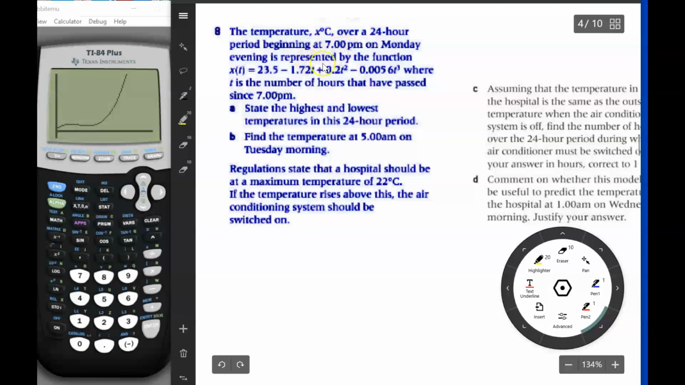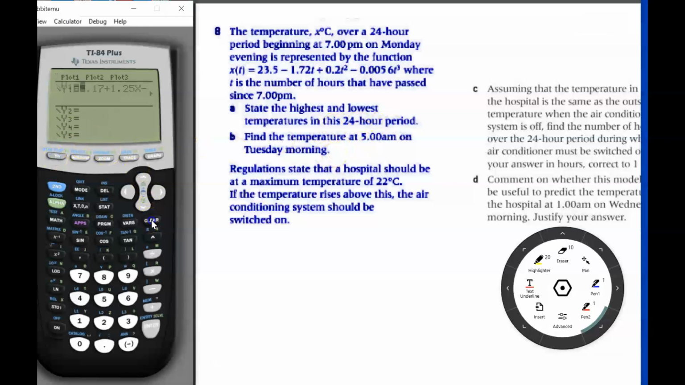on Monday evening is represented by the function, where t is the number of hours that have passed since 7 p.m. State the highest and lowest temperatures in this 24-hour period and find the temperature at 5 a.m. on Tuesday morning. Okay, so let's type that in to Y1, and I will do that offline and come back in a sec. Typed in this function in here.